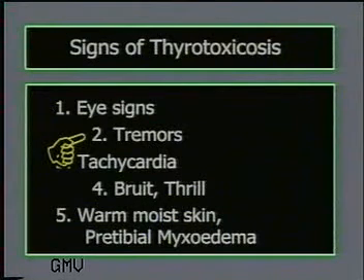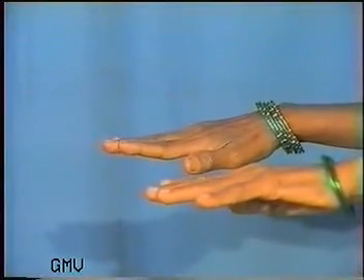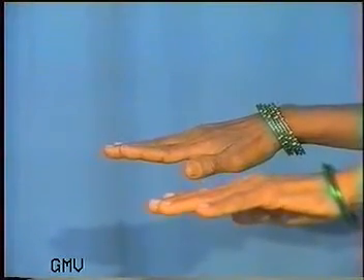Next, look for fine tremors of outstretched hands and protruded tongue. Ask the patient to stretch out the arms with slight fanning of the fingers. Thyrotoxic patients will always show a fine tremor of the fingers. This is another patient with a thyroid enlargement. Note the fine tremor of the fingers of the outstretched hands, suggesting thyrotoxicosis.